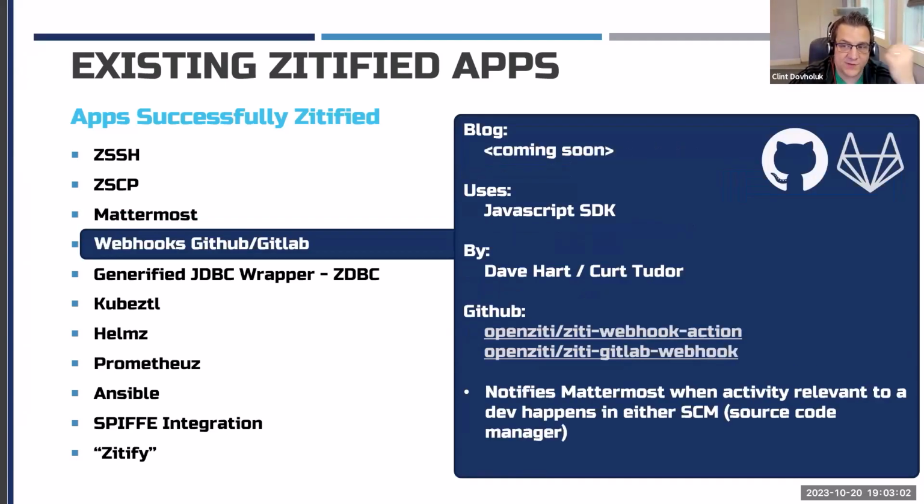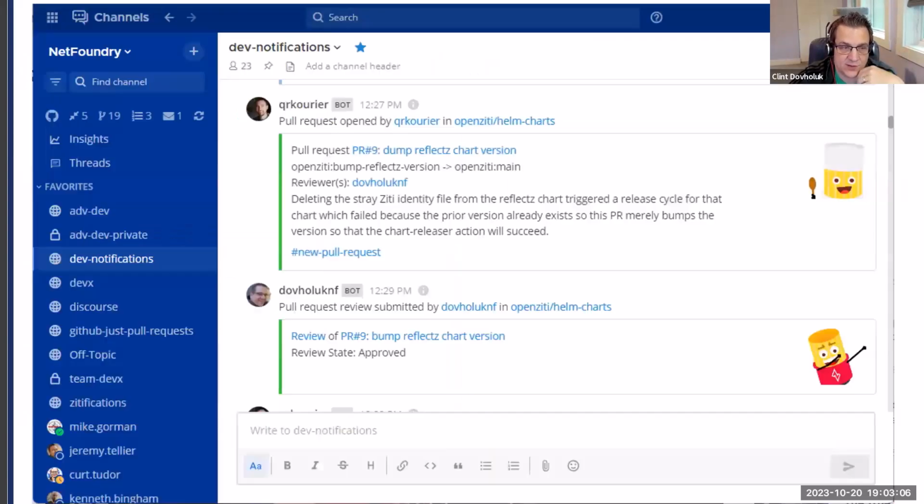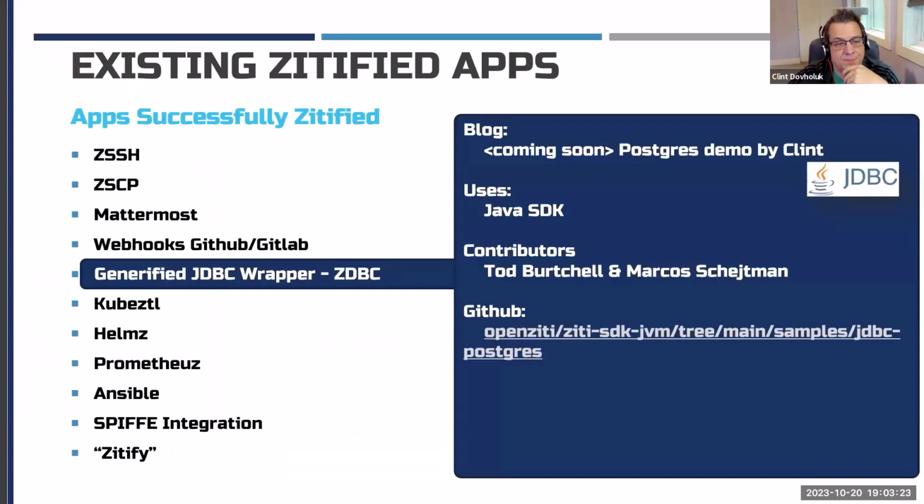We send messages from GitHub all the time to my Mattermost. So when I get a notification, oh, there's Ken right there. When I get a notification that a commit has happened or that Clint approved a message, I'll get a notification from GitHub in my Mattermost. But the only way to hit that Mattermost service is via OpenZD. So there's a Zdified webhook for that.